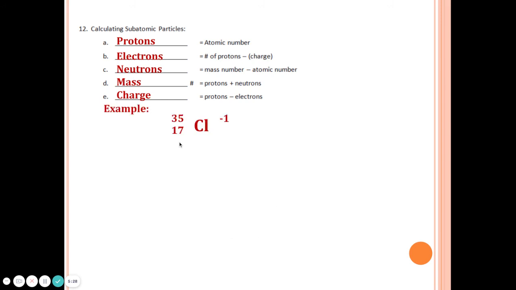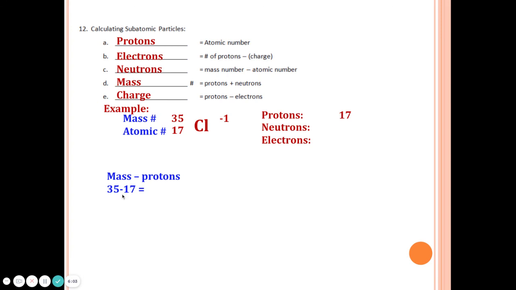All right, so if you're given a chlorine atom and there's a -1 here, that's the charge on chlorine. Chlorine right now is an ion. An ion is a charged atom, and chlorine's charge is -1. Let's figure some things out. All right, mass number, easy, given. Atomic number, easy, 17. If we have the atomic number, we also have the number of protons. Boom, 17. Neutrons, how do we figure out neutrons? Easy, we're going to take mass minus atomic number. So mass minus the protons, 35 minus 17, boom, 18.